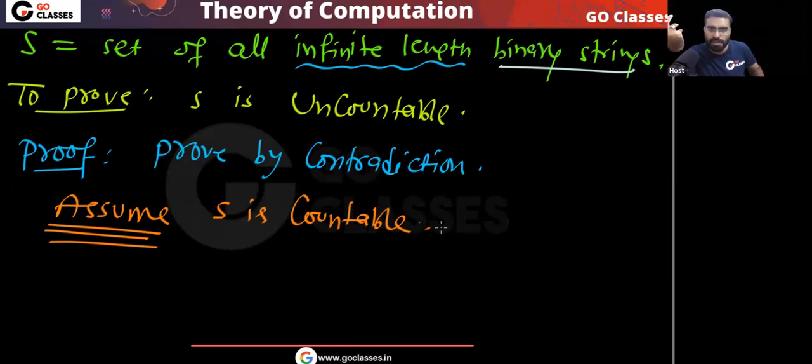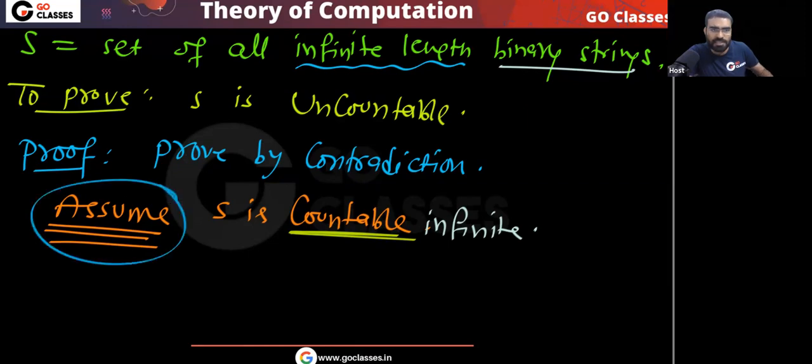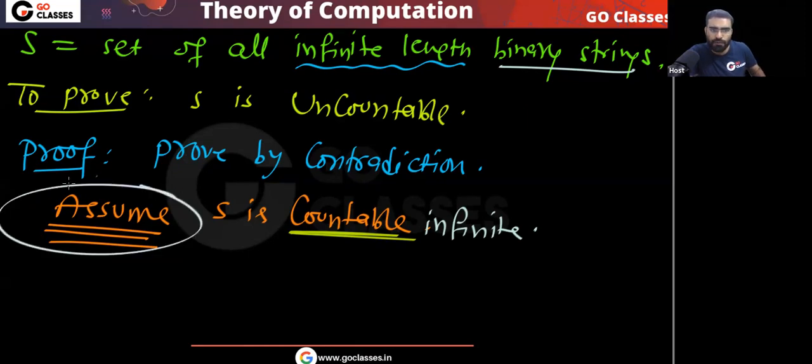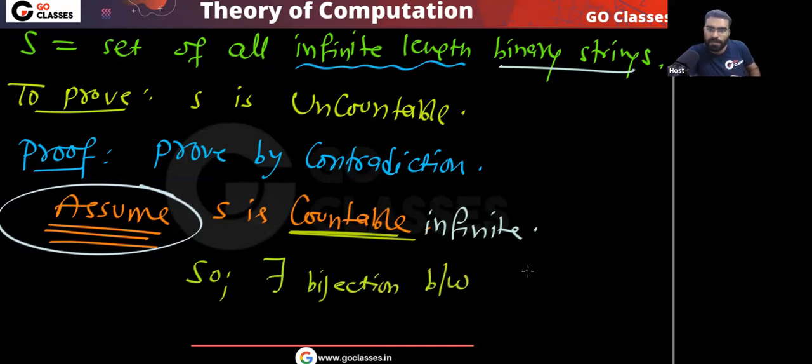So assume that S is countably infinite. We are assuming that S is countable. If you assume that S is countably infinite, what should happen? There must exist a bijection between S and N. Yes or no? I can say there exists a bijection from the set of natural numbers to this set.